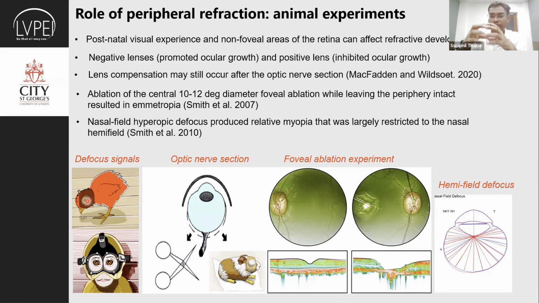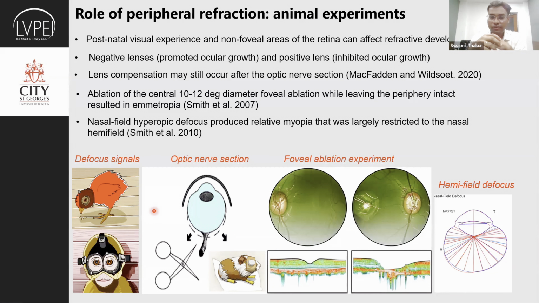The first category of experiment was giving defocus signals in either chicks or rhesus monkeys, which were the popular animal models at that time. After giving defocus signals, they observed that negative lenses promoted ocular growth in the animal species, while positive lenses inhibited ocular growth.